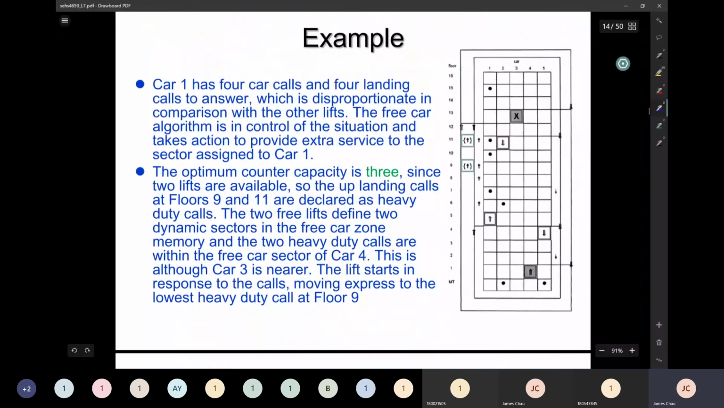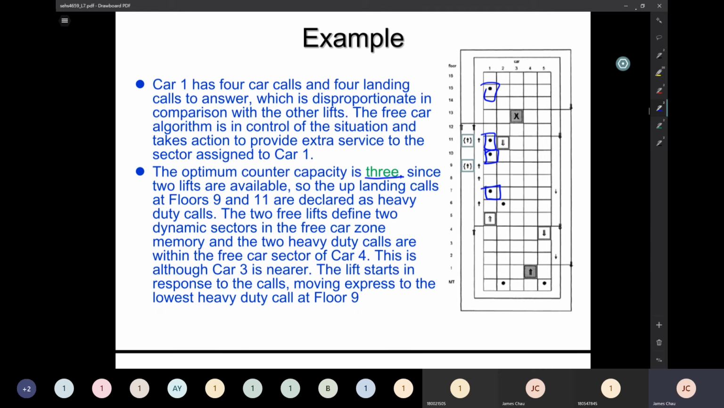Now we apply the free lift algorithm. Car 1 has 4 car calls, which we have already told you, and also 4 landing calls to answer, which can be classified as a heavy duty lift because under the 3 car call algorithm, the optimal counter capacity is 3. And calls larger than 3 car calls will be considered as heavy duty.